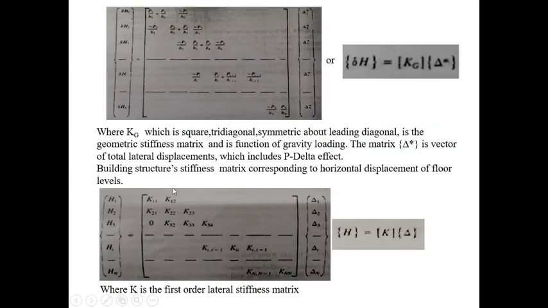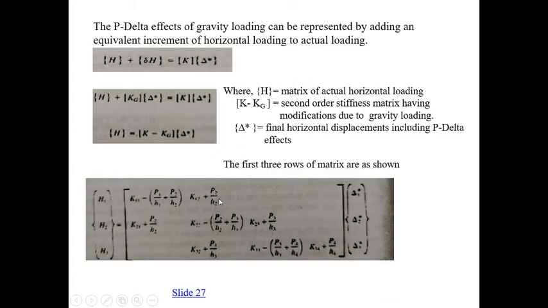Same way, K12 minus of, so minus minus plus, it will be P2 H2. Here it is K12 plus P2 H2. So like that we write this. It is shown just for the first three rows of the matrix. So this is just for the study of how it is to be done.